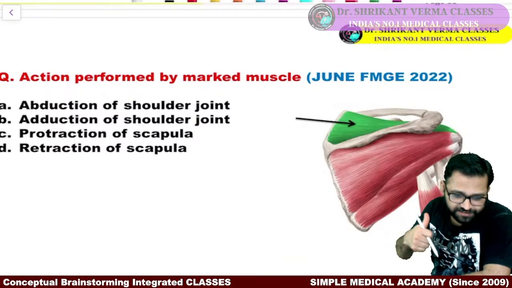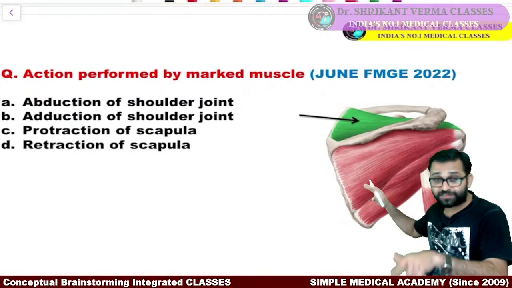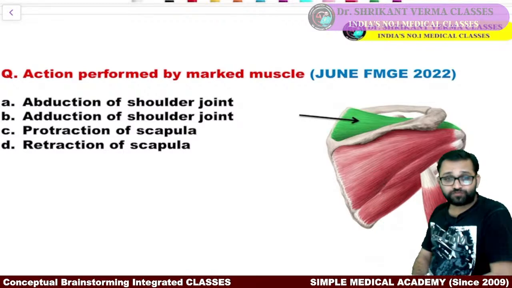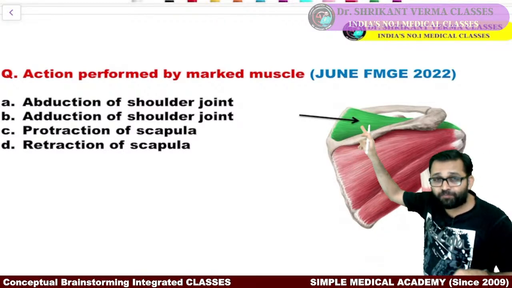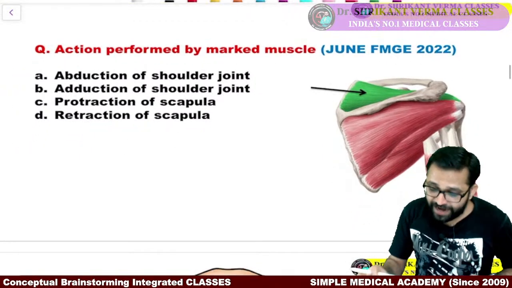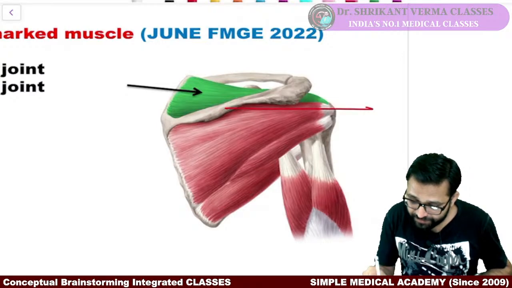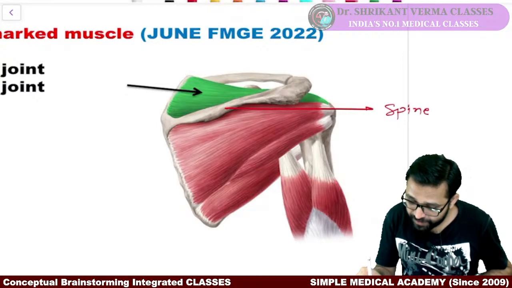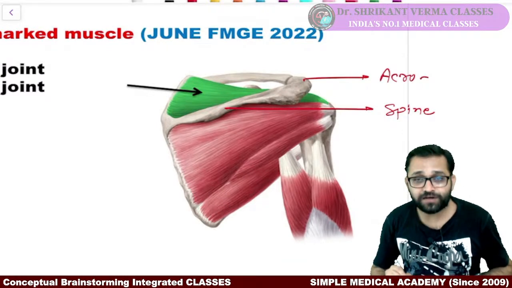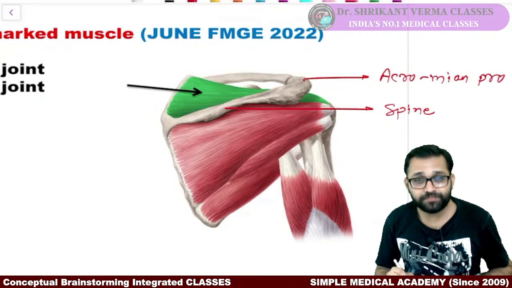We will see all the questions better. This is not purely the anatomy part. It is the integrated anatomy. So this is the direct question from the anatomy. See here, action performed by marked muscle. So can you tell me, identify this muscle first? See here, this is our spine of scapula. This is the topmost acro part. That's why this is the acromion process of the scapula.